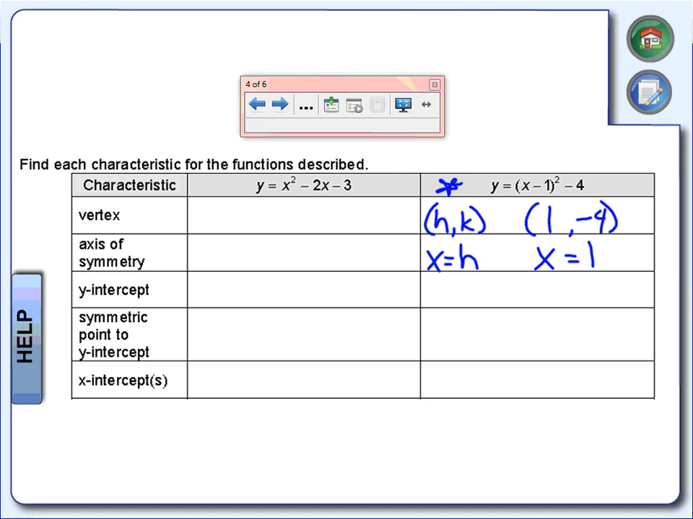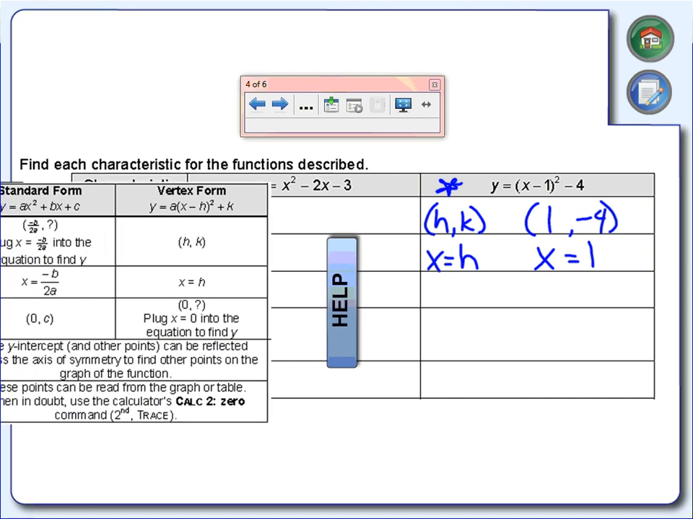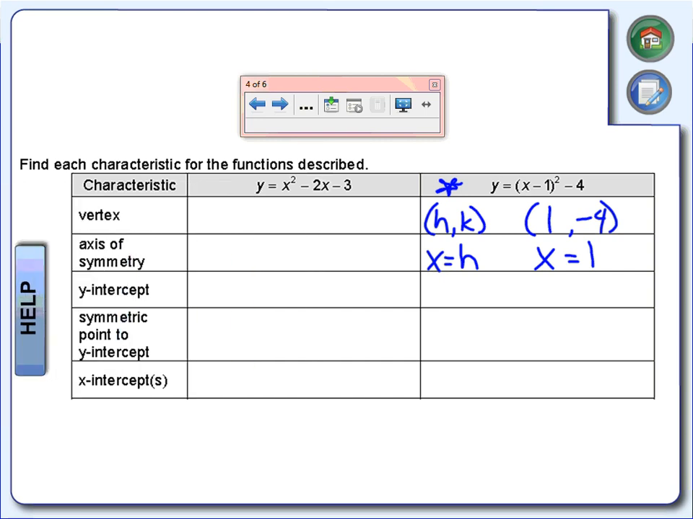Your Y-intercept, here's where it gets a little bit tricky, and we're going to have to do a little bit of work to find it. If you take a look at your notes, in order to find the Y-intercept, we're going to plug X equals 0 into the equation and find Y. So we're going to do a little bit of work here. Let me get this out of the way. I'm going to take out X and replace it with 0. All I did was replace the X with the 0, and I want to figure out what Y is.